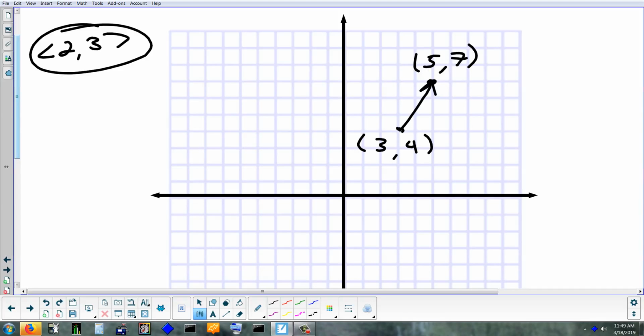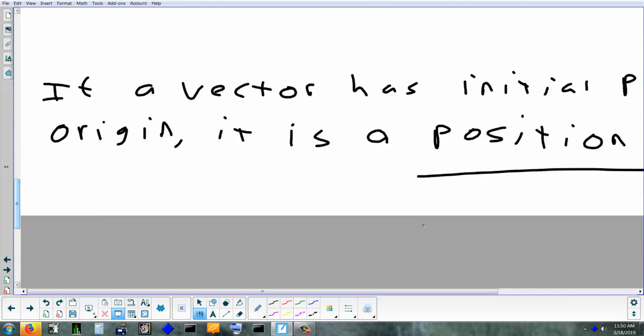And using the initial and terminal point, it would be your job to figure that out. Does anybody see what you could do with the coordinates to get the vector 2, 3? Yeah? Subtract the initial from the terminal. 5 minus 3 gives you 2. 7 minus 4 gives you 3. And it is important you do them in that order. If you switch the order, you would get -2, -3, which would be pointing the wrong way. You'd have a negative horizontal component and a negative vertical component, and you want them both positive. All right, so that's important.